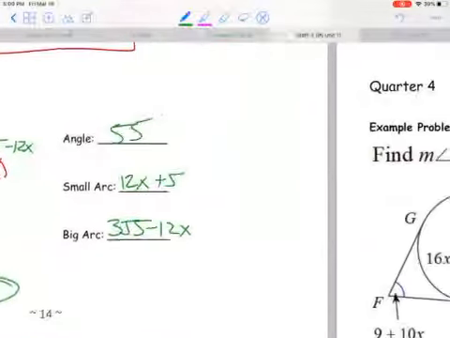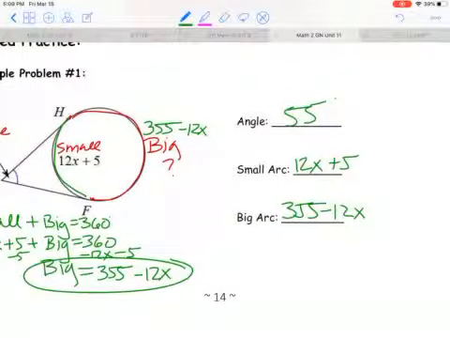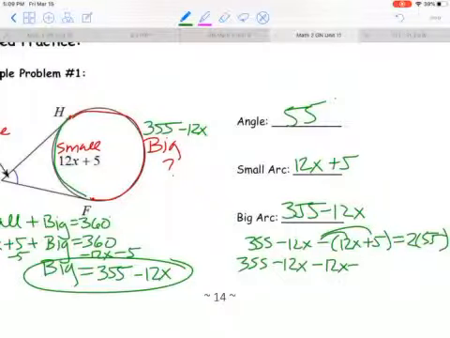Oh, and I did not leave myself much room. Okay. So the equation again, we've got big minus small. So big minus our small equals 2 times our angle. Oh, and I don't need a right angle. 55. So when I go through and distribute this negative, we get 355 minus 12x minus another 12x minus this 5 equaling 110.